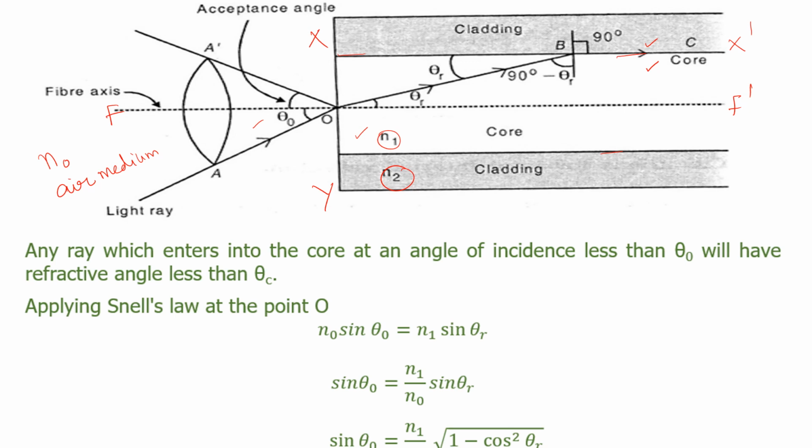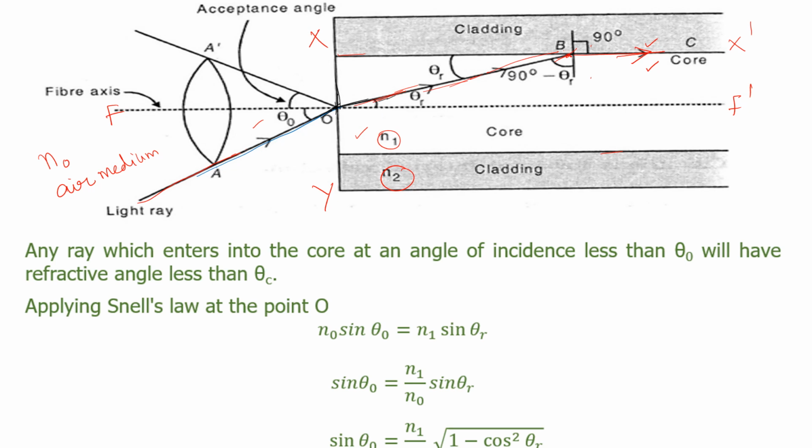Consider a light ray AO which travels from the air medium and falls at the XY interface at O, and then it gets refracted. It gets refracted into the core medium and falls at the core cladding interface. Then it traverses along the interface.